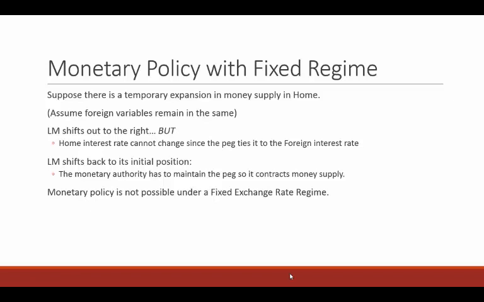However, the Fed cannot allow the interest rates to fall, since by operating under a peg its interest rate cannot be changed unilaterally without breaking the peg. The Fed therefore has to simultaneously reduce money supply in order to defend the peg. Monetary policy is therefore not possible under a fixed exchange rate regime.